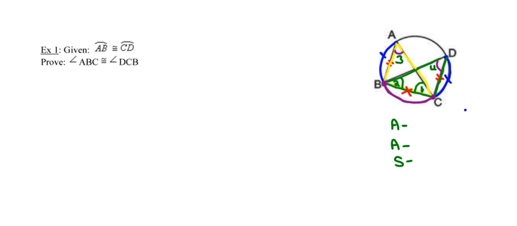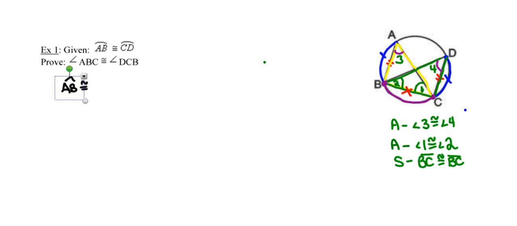I'm going to call this 3 and 4, just so I can have something to write about in my proof. Inscribed angles 3 and 4 are congruent because they share the same arc. Inscribed angles 1 and 2 are congruent because they intercept congruent arcs. And then you can either use chord AB congruent to chord DC because congruent arcs have congruent chords, or you can use segment BC congruent to itself by the reflexive property. Either one of those will serve you very nicely. I'm going to start with those congruent arcs. Arc AB congruent to arc CD.